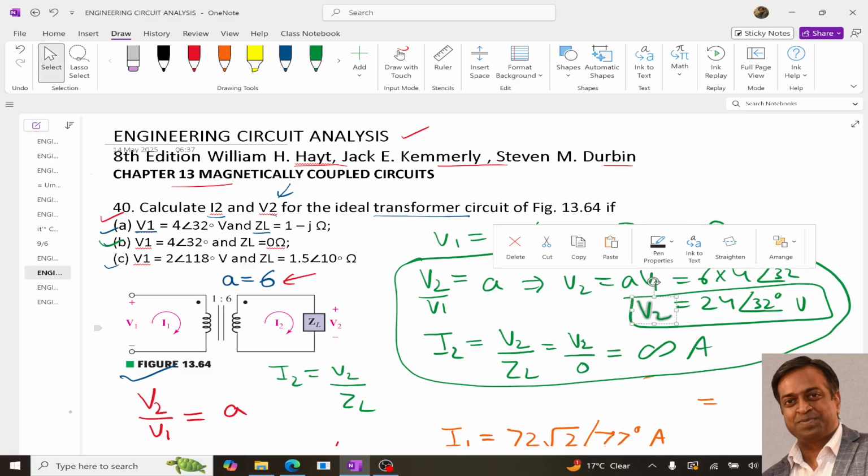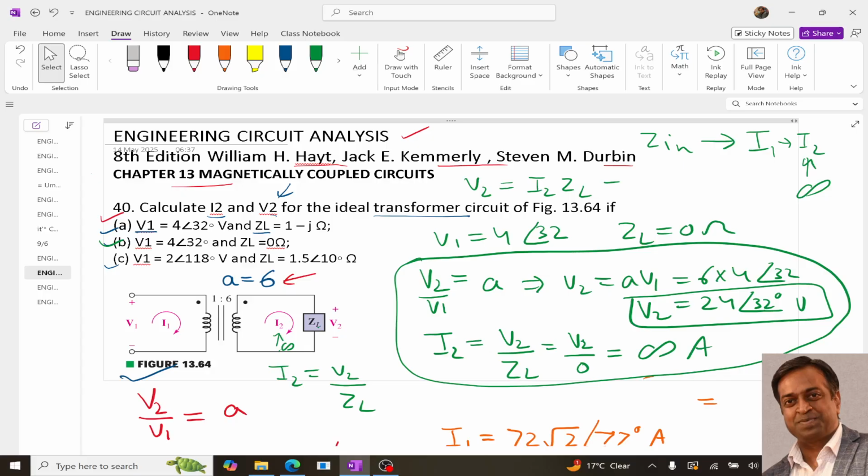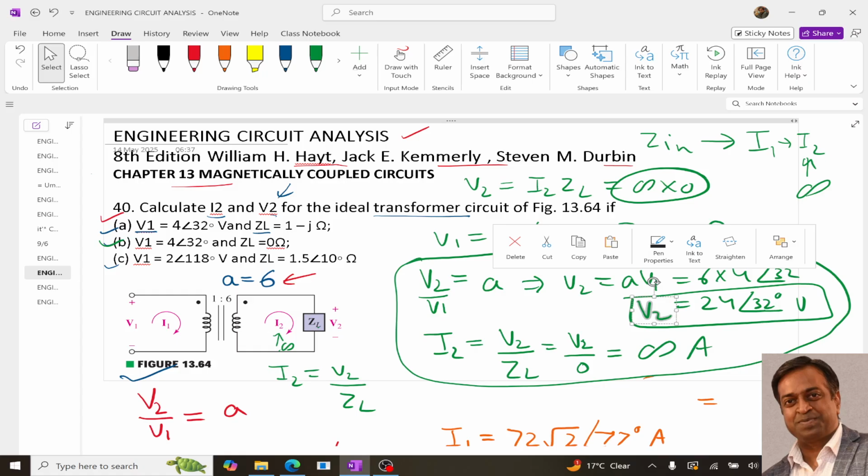Remember, if you first determine Z in, and from Z in then you determine I1 and then I2, then if you go in this way, you will get I2 infinite, right? And if you first find I2 as infinite and then try to determine V2 equals I2 into ZL, then you will get infinite into 0, and this is undefined, right? So in this case, you need to follow these steps. Instead of calculating Z in, you need to follow this step to calculate the V2.